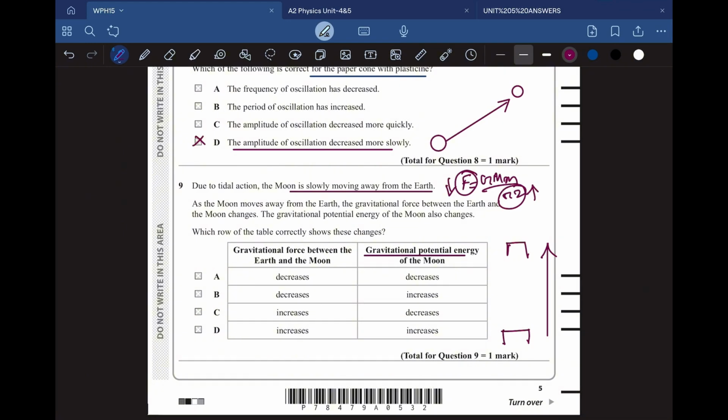Basically the gravitational potential energy means your separation from the ground. So as your separation from the ground increases when you move from the first floor to the fifth floor, your gravitational potential energy increases. In the same way, if the moon is moving away from the earth, its separation from the earth is increasing, so the gravitational potential energy also increases. So our correct answer right here will be B, because the gravitational force decreases and the gravitational potential energy increases.